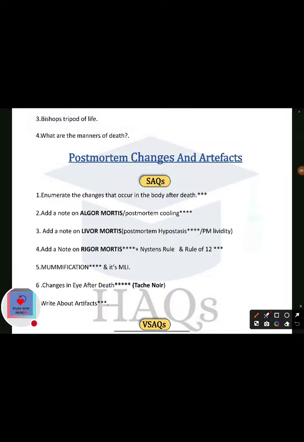Okay, so listen here carefully. What is algor mortis? Algor mortis is nothing but postmortem cooling, that is cooling of the body after the body stops producing heat. There is no heat production after death. Since there is no heat, what will happen? The body will cool. The body will lose heat energy by three mechanisms.